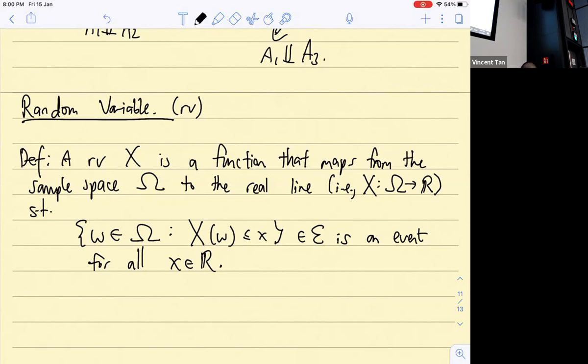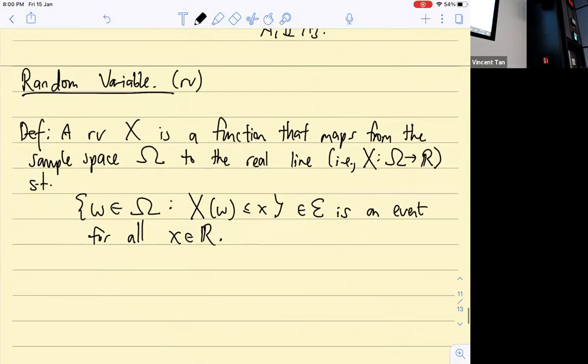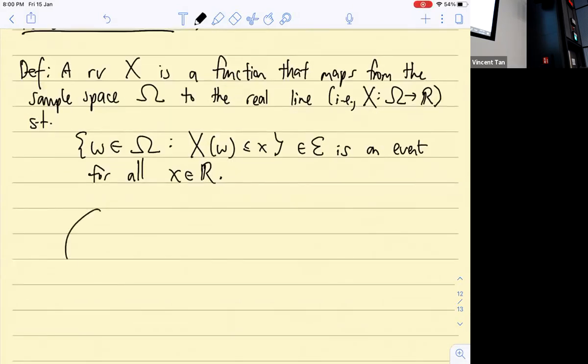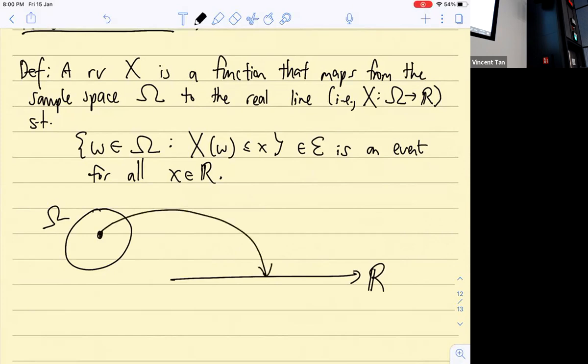So a random variable is basically a function, and a function is something that brings you from one set to another set. What set does it bring you from? It brings you from the sample space to the real line. So here is a picture. Here is your sample space, and this is the real line. Any random variable takes you from the sample space to a certain point on the real line. That is the action of X. And this is little omega in Omega. It brings you to X(omega), which is a number.